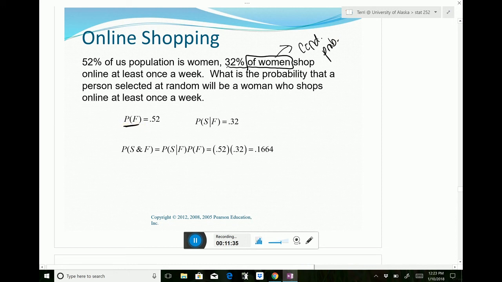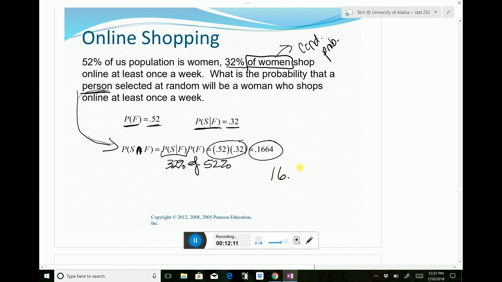So probability someone is female, 0.52. Probability someone shops online, given that they're a female, 0.32. So the probability that it is a female who shops online, the person selected at random. So now we're taking the entire population, so we're looking at an intersection, is, well, 32% of the 52% of people that are women. Multiply these together, and you get 16.64% of the population.